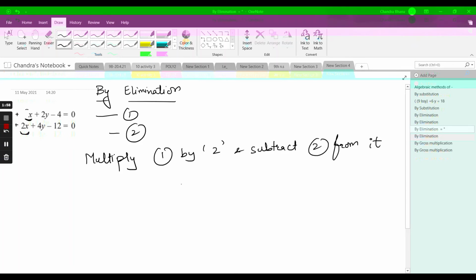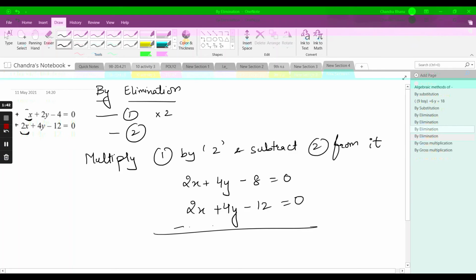So what will be my equation? My equations will be multiply the first equation by 2. So it will be 2x plus 4y minus 8 is equal to 0. And my second equation was as it is same. So 2x plus 4y minus 12 is equal to 0.